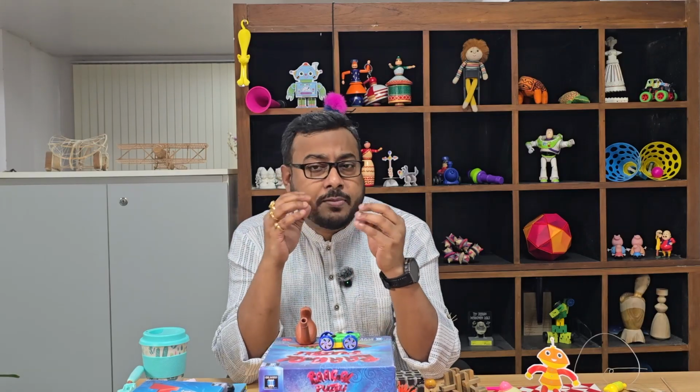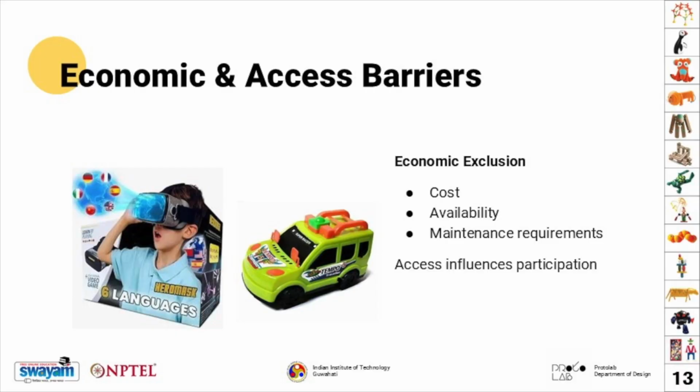Think about open educational games used in classrooms. Simple card-based math games printed on paper. Every child can own one, carry it, share it, and replace it if lost. The learning spreads because the object is accessible. Compare that with an electronic learning device. It may work well, but only a few children interact with it at a time.